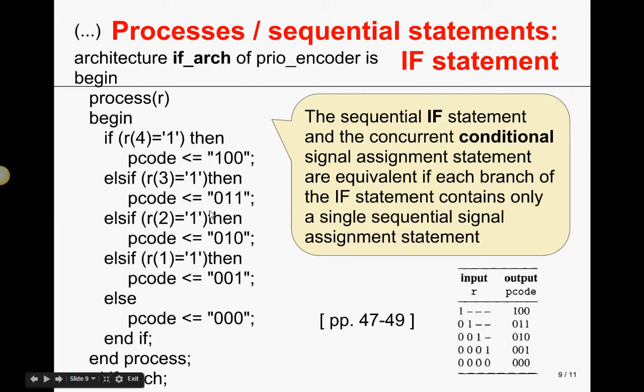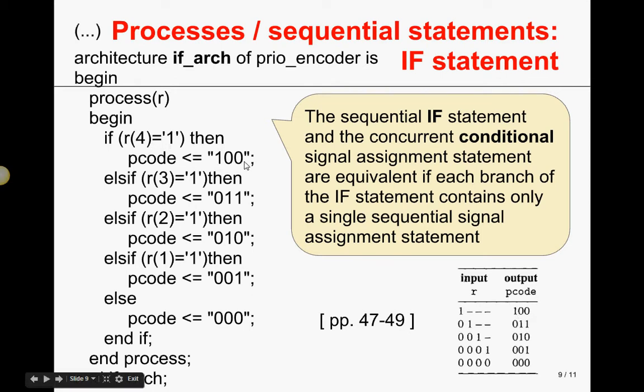Actually, in this case, we are using the sequential statement if to implement a combinational circuit, which is the priority encoder. Well, the else if and else statements are optional, so we could just have the if. But building this logic function using an if statement is quite straightforward.